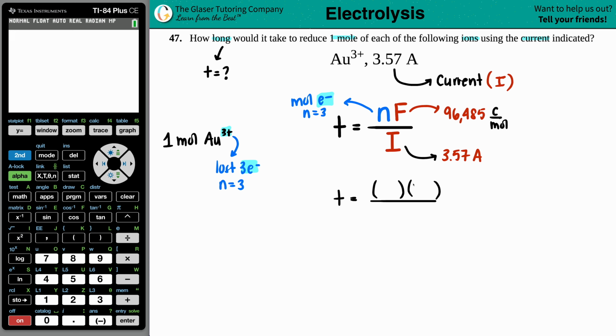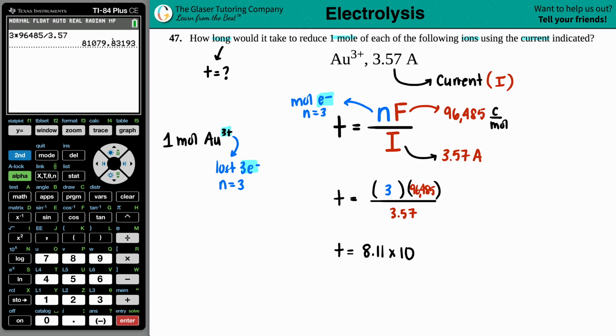Okay, so I'm going to start off with my Faraday's constant, 96,485. The current was 3.57, and the number of moles of electrons was 3. So 3 times 96,485 divided by 3.57, and that looks good. So I have a time of how many sig figs? 3 sig figs here. So 8.11, because I got to round, times 10 to the 4.